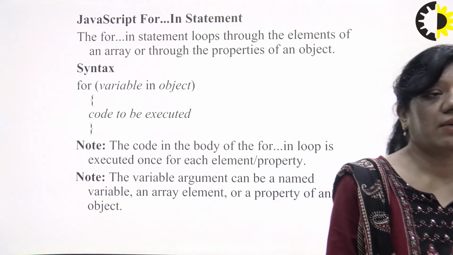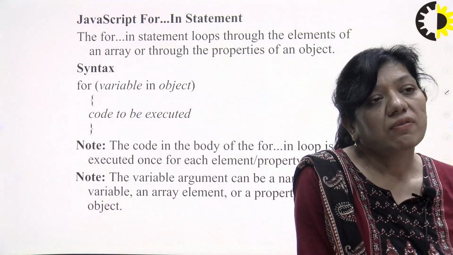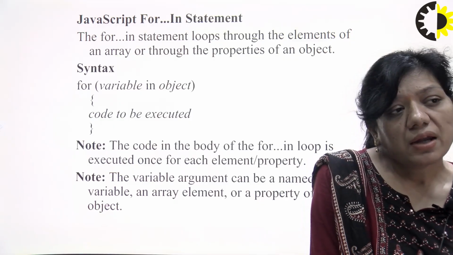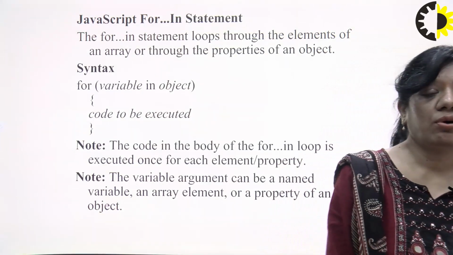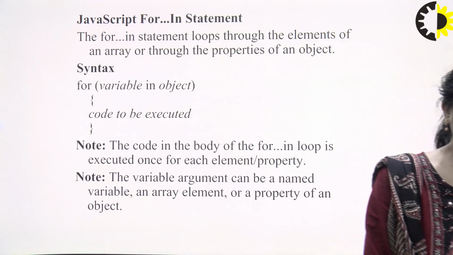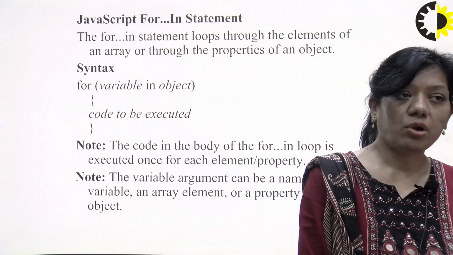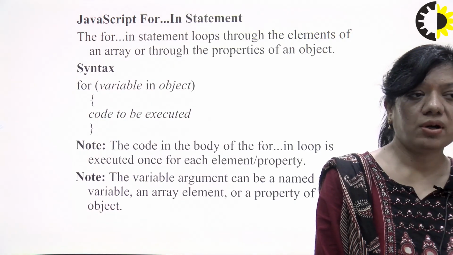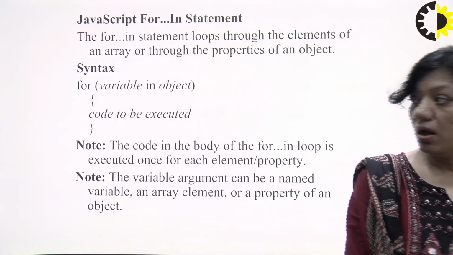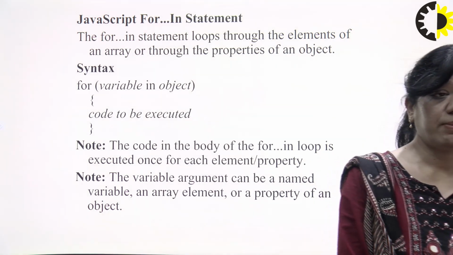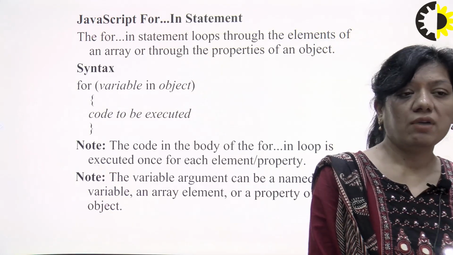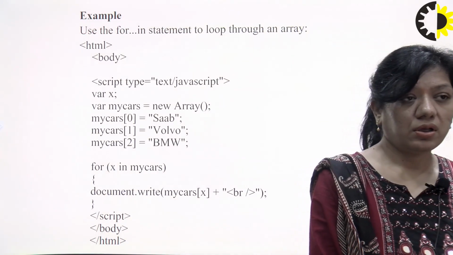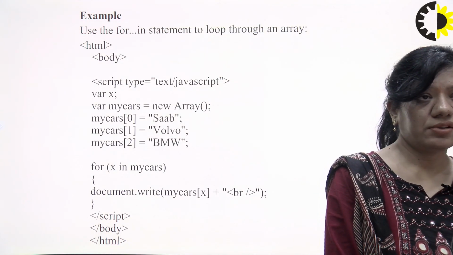Next loop is, in JavaScript we have the for in statement. So the for in statement loops through the elements of an array or through the properties of any object. So the syntax of for in is for variable in object, and in curly braces we will write the code which we are going to execute. The code in the body of the for in loop is executed once for each element or property, and the variable can be a named variable, an array element, or a property of an object. So this is the example of the for in statement.